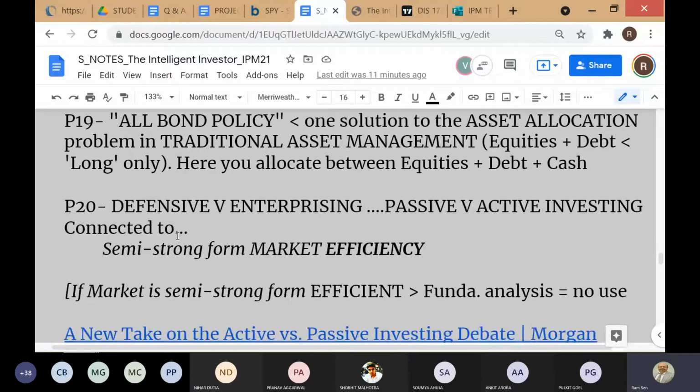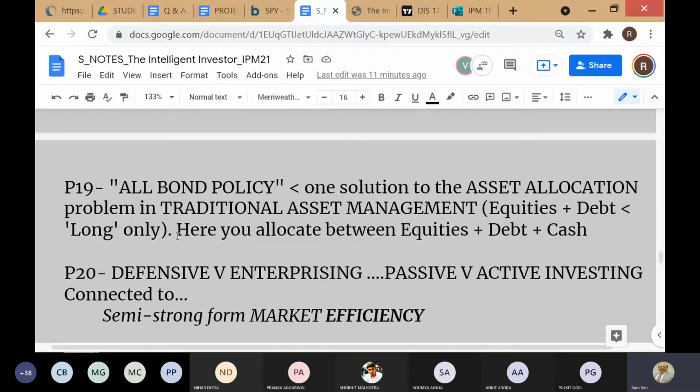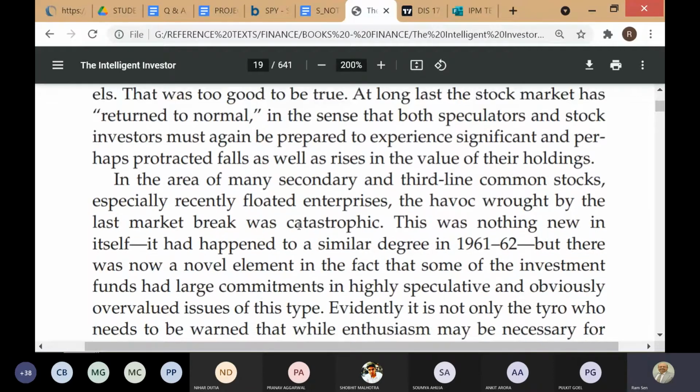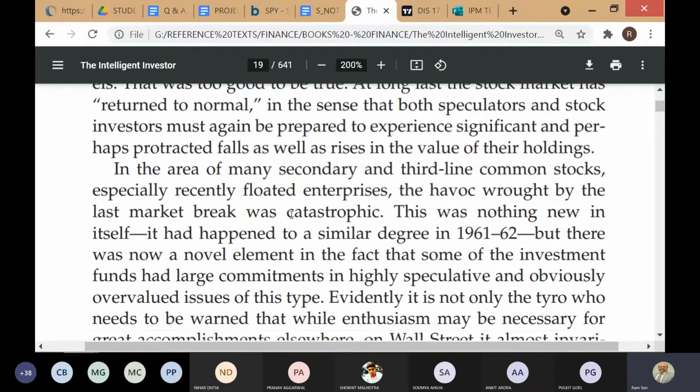Yeah. So there's this asset allocation problem, which I think I'm discussing a little bit later as well, but I think I should bring it up on page 19. I wanted to comment on it. Yeah, so here we are on page 19, and let's read further. Why have I made this note on the all bond policy?